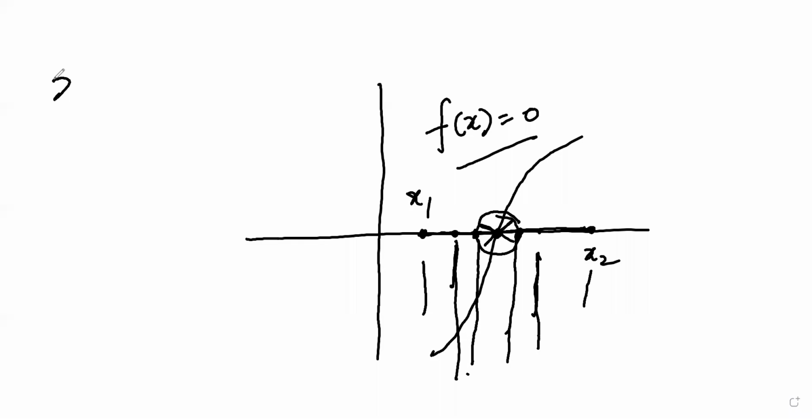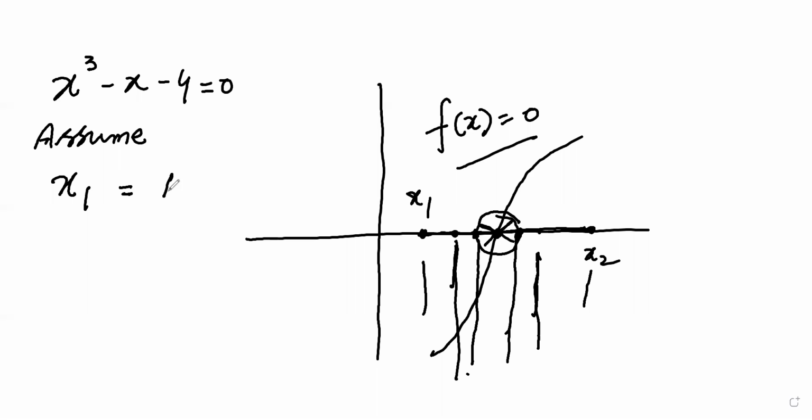The problem we had was x cube minus x minus 4 equal to 0. We have to start with two assumed values of x. You can take any two values; this is your complete choice. You can select any two numbers. x1 is equal to 1.5 and x2 is equal to 2.0. We are starting with two values of x.